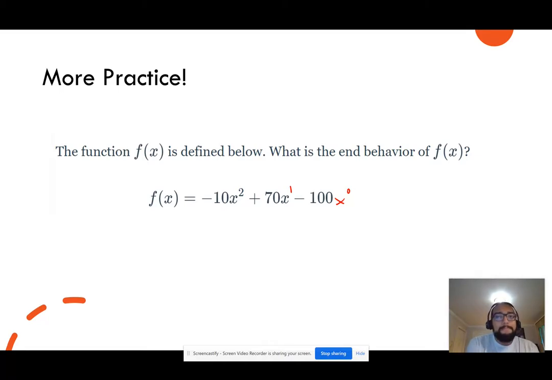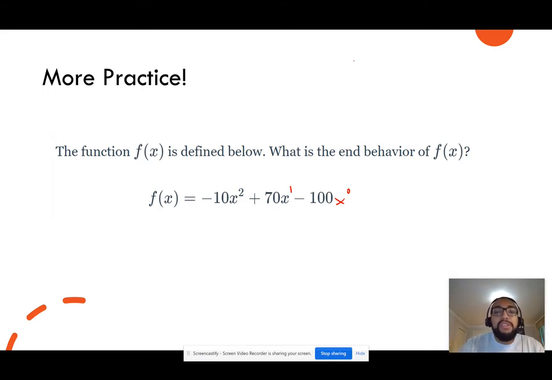2, in case you didn't know, is an even number. So that means my tails, or my end behavior, is either going to both point up or both point down. Since it's an even degree, both pointing up or both pointing down. Check the leading coefficient next. Since my leading coefficient is negative, that says that both of my tails are going to be pointing down.